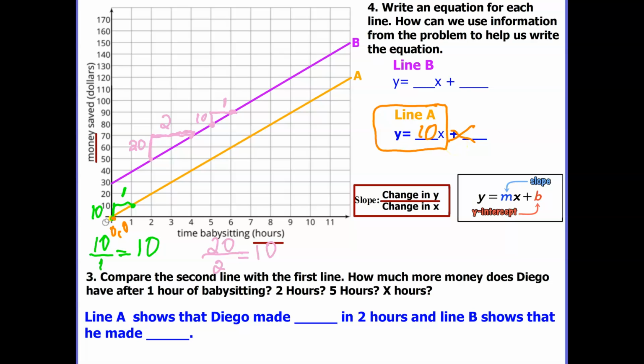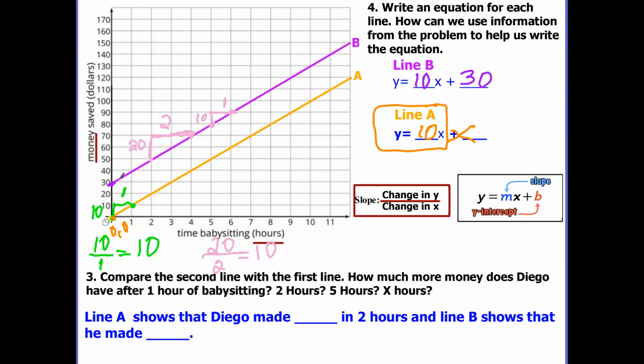Now let's look at line B. So line B, the slope is also 10, but the y-intercept is 30. 30 represents the money that Diego already had in the bank. So when you compare the two lines, you can see that the slope is the same. He made the same amount of money. But on line B, he started with $30 already.